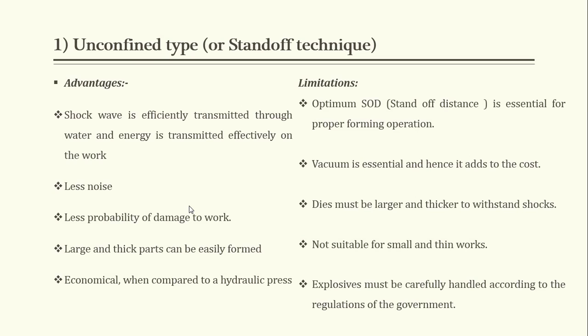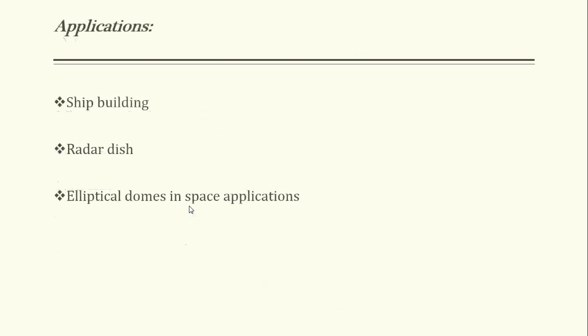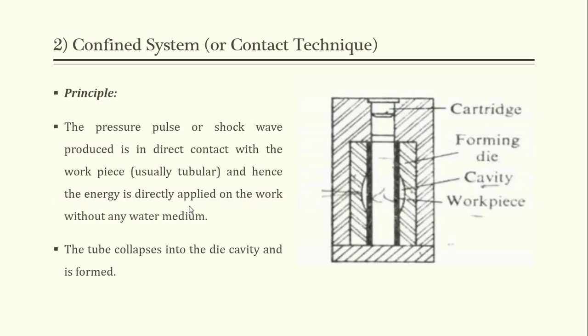Explosives must be carefully handled according to regulations. We know that dynamite, RDX or TNT are banned by the government. So while handling those explosives, we have to take permission from the government, and also handle them properly. This is the unconfined type, and related to that we will see the application. Shipbuilding, radar dishes or elliptical domes in space applications are produced by using this unconfined, or standoff, type of explosive forming process.